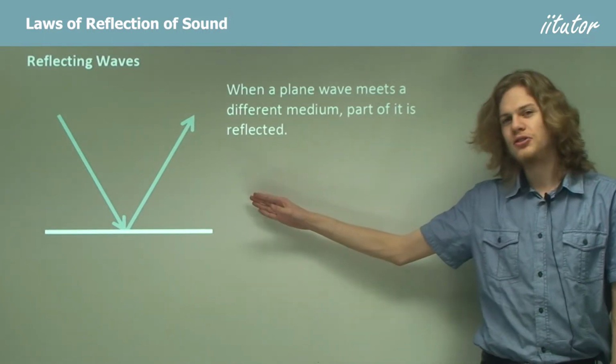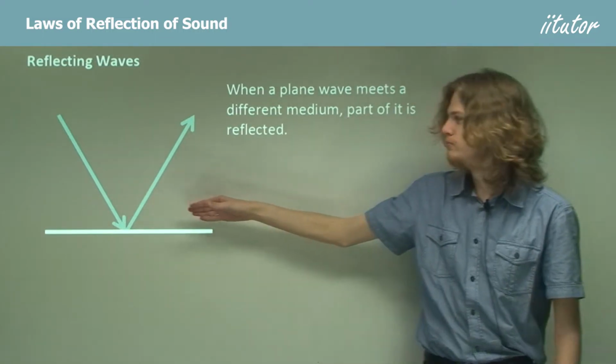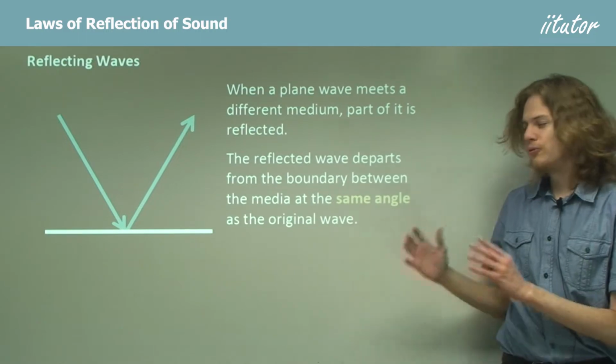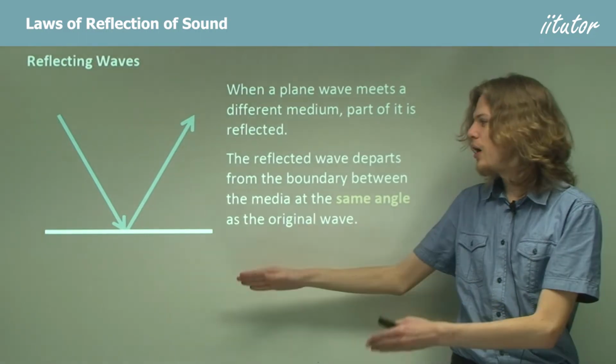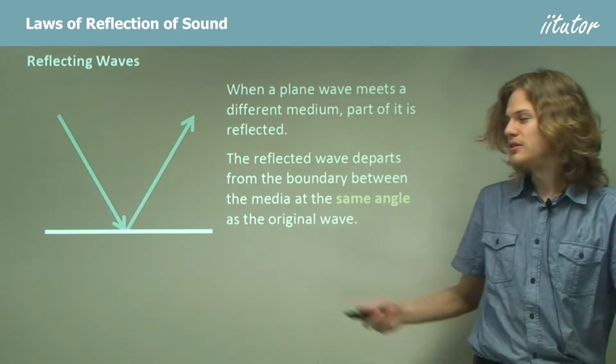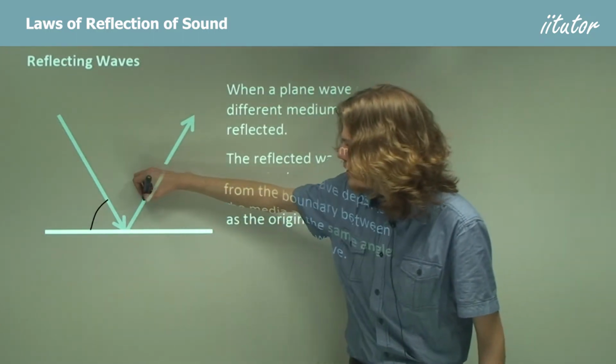And we can see that in this diagram over here. The wave on the left is incident, and the wave on the right is reflected. Now, the reflected wave will end up coming away from the boundary at the same angle as the incident wave meets it. That means that this angle over here will be the same as this angle over here.